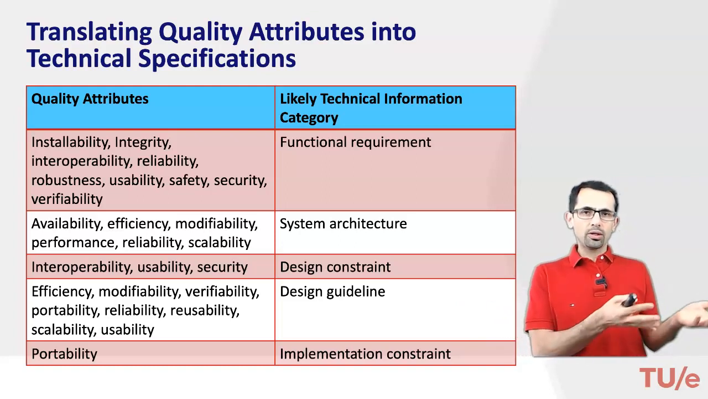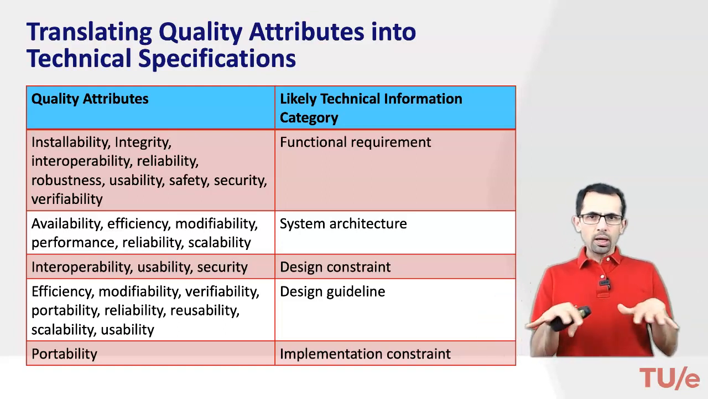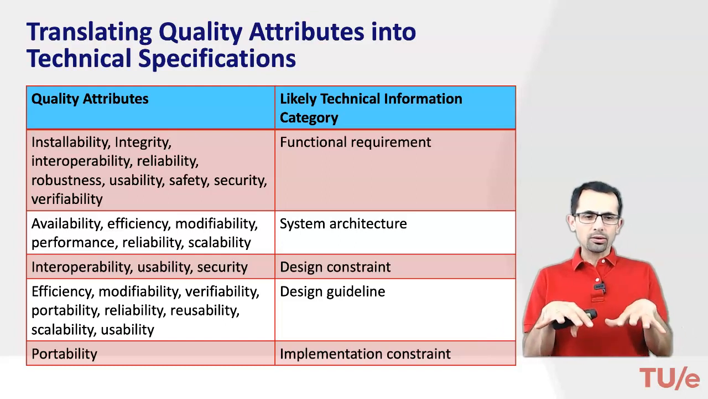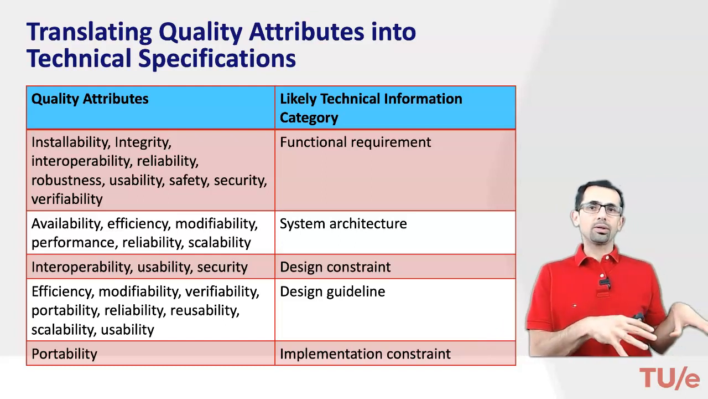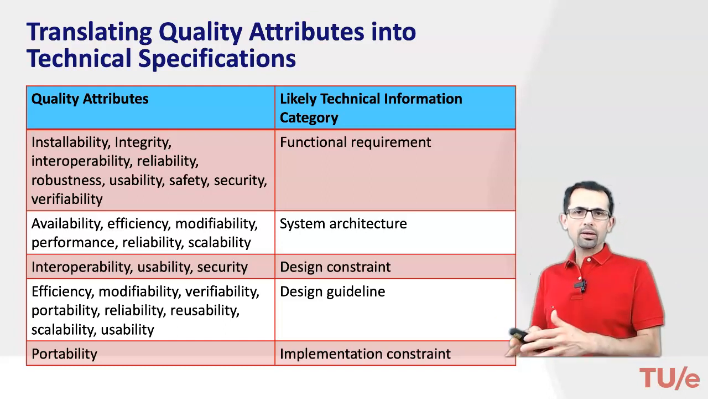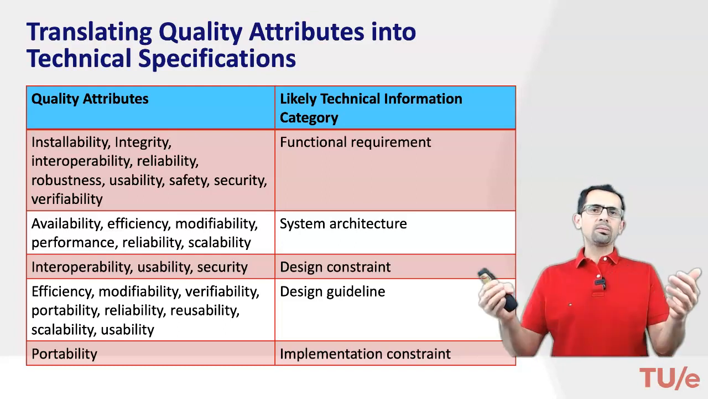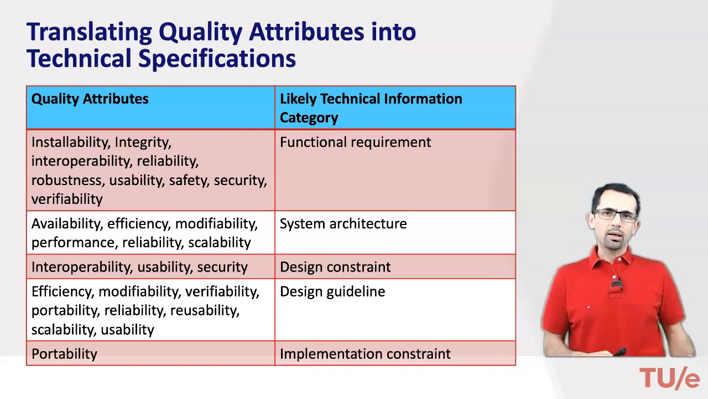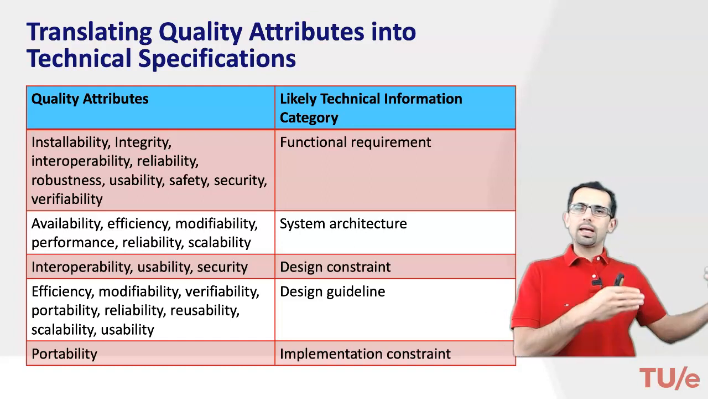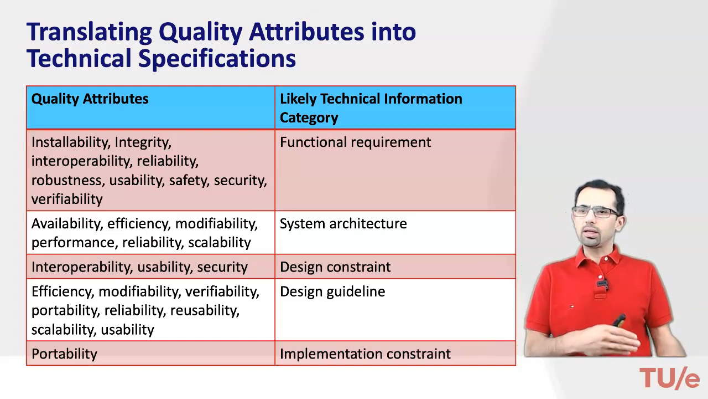But when it comes to the designer or programmer, security is fine, but they have to see how to implement that security in the system. So you translate that requirement at the user level, something understandable by the user, into a functional requirement that is understandable by the developer. The same goes for installability, integrity, reliability, and so on.